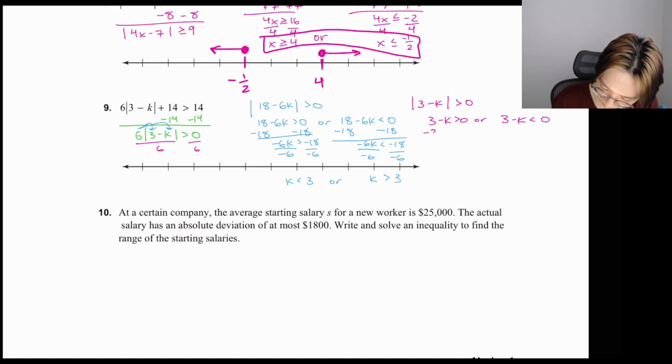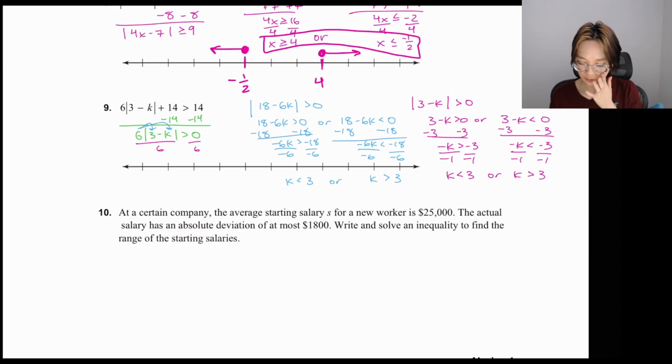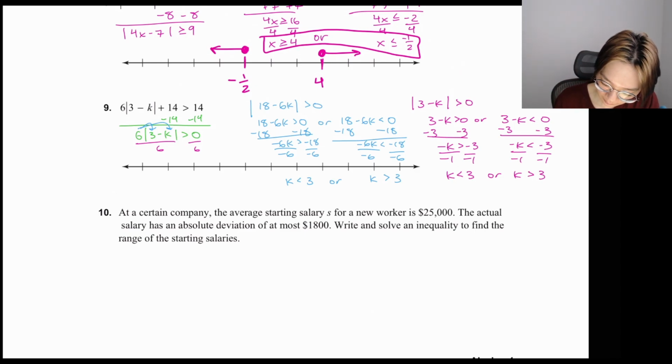If we apply the same thing for over here, -3, -3, -k is greater than -3, -k is less than -3, divide by -1 on both sides to get our positive k. k is less than 3, or k is greater than 3. Same answers. So if you're wondering, okay, how do we graph this then?